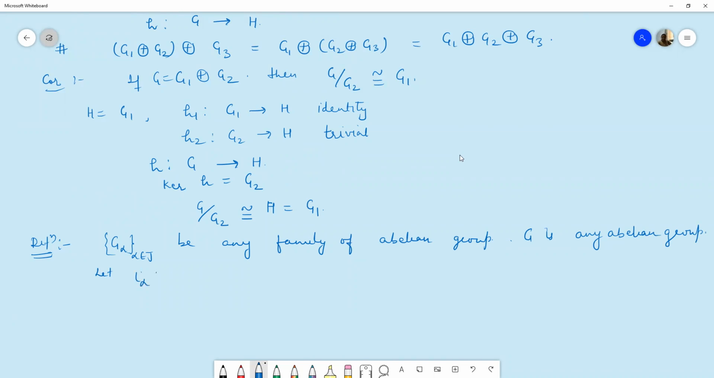Now let I alpha from G alpha to G be a family of monomorphisms from the groups G alpha to group G for each alpha, such that G is now direct sum of I alpha G alpha. Then we say G is external direct sum of the groups G alpha relative to the monomorphisms I alpha.